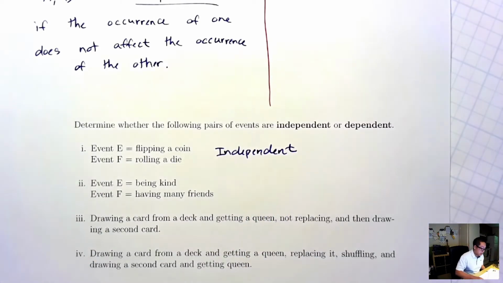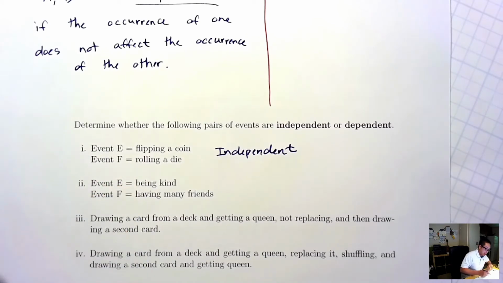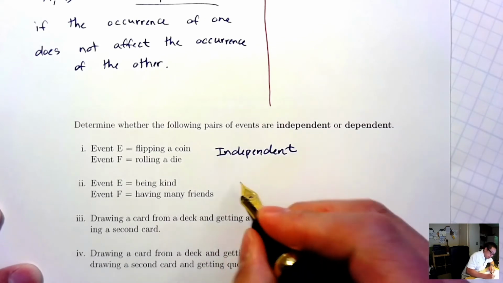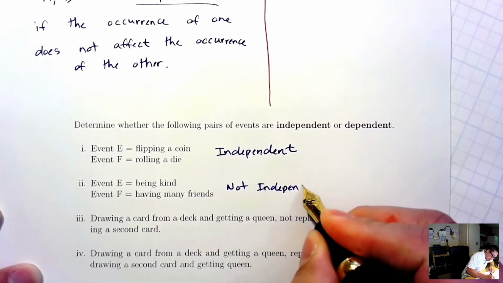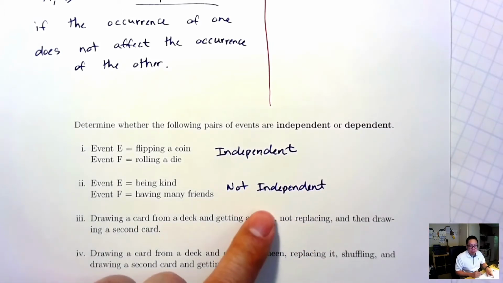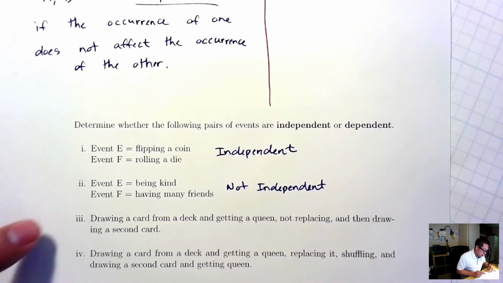Being kind and having many friends. So does being a nice person affect whether or not you have many friends? It probably does, right? Because if you're a jerk, you probably don't have a lot of friends. So these do affect each other. Okay, so we would say that they are not independent. Or you can use the word dependent here. Once again, I'm gonna use the words independent and not independent.